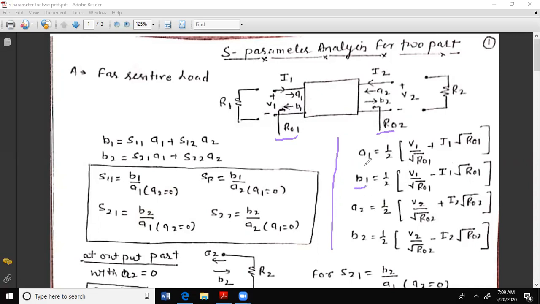In the case of B1, it is the same as A1 but with a negative sign. A2 is related to the output port: half of V2 by root R02 plus I2 root R02, while B2 is equivalent to half with a negative sign. If it is a transmission line, this R01 is equivalent to Z0, the characteristic impedance, but here we are considering only R01 and R02. So how can we find these parameters?